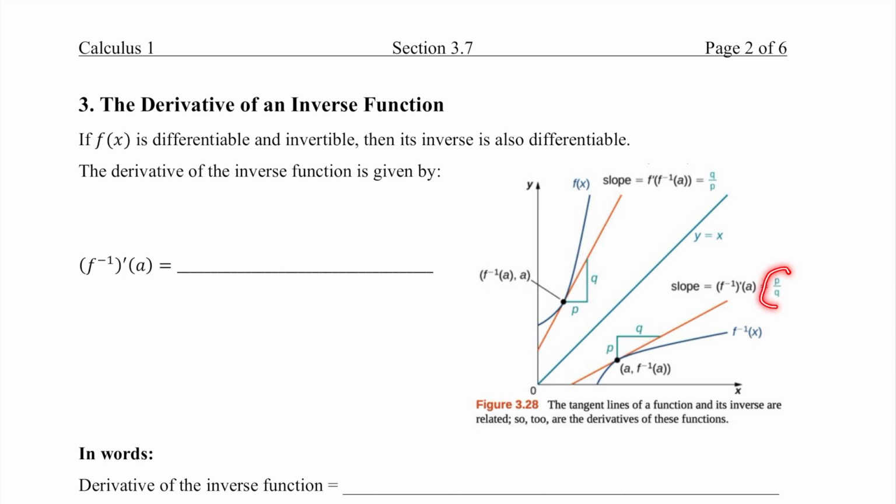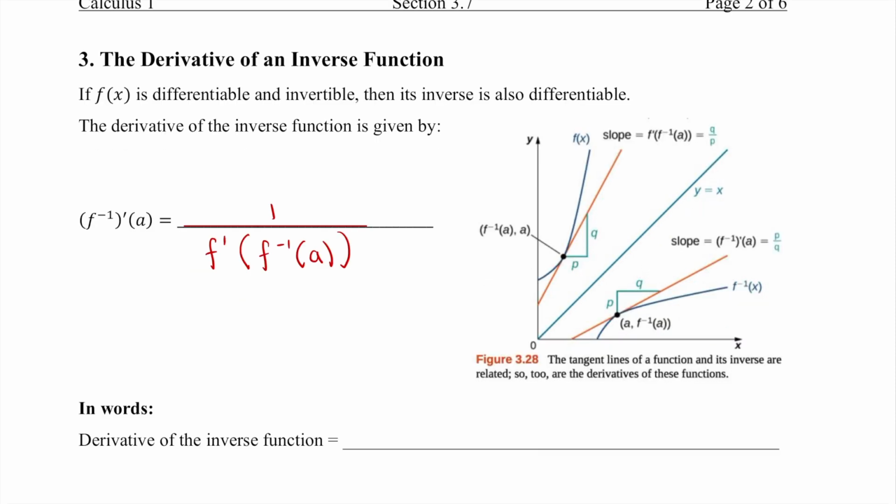So p over q is the reciprocal of q over p. So basically, the derivative of the inverse function at a is 1 over the slope, which is 1 over f prime of f inverse of a. The derivative of the inverse function is 1 over the derivative of the original function evaluated at the matching point.